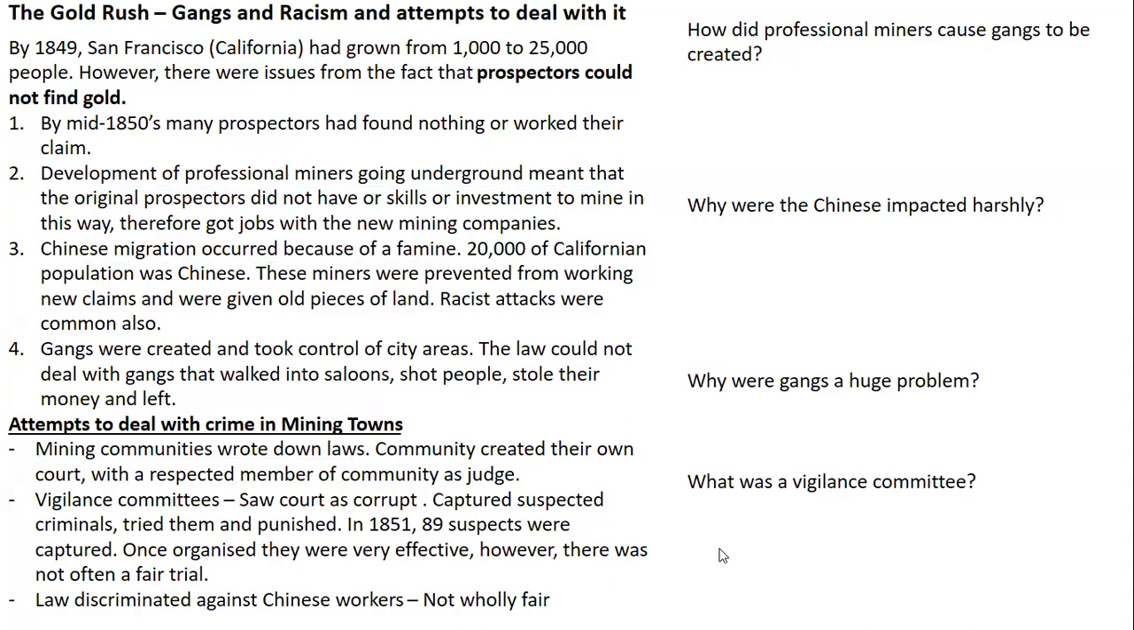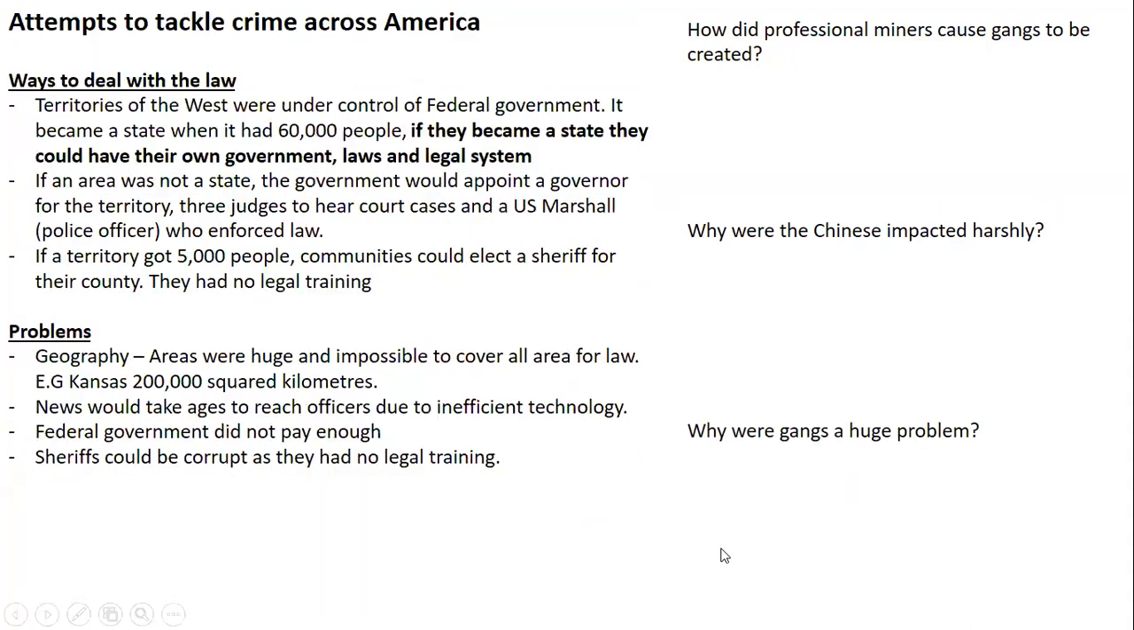Just pause the video. The next thing we're going to focus on is how did they try to tackle crime? Now, the key thing here in this period is attempts. So territories of the West were under control of the federal government, the main government. It became a state when it had 60,000 people. So if you get a state, you can actually have your own government, laws, and legal system. You're no longer under the control of the federal government.